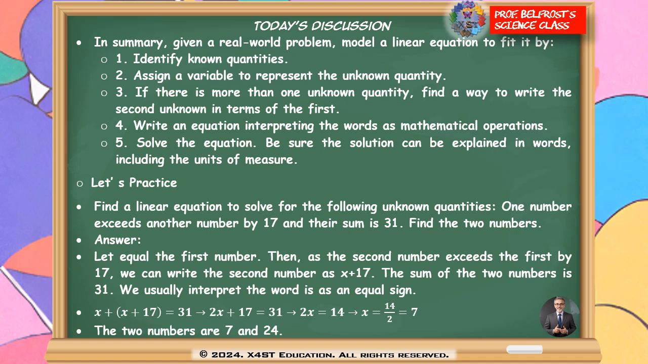Let x equal the first number. Then y, the second number, exceeds the first by 70. So you can write the second number as y equals x plus 70. The sum is 31, so we can write x plus (x plus 70) equals 31. After doing some algebraic operations, we get x equals 14 divided by 2, which equals 7. Now that we know x is 7, we can find y, because y is x plus 17, so y is 7 plus 17, which is 24. Simple, right?